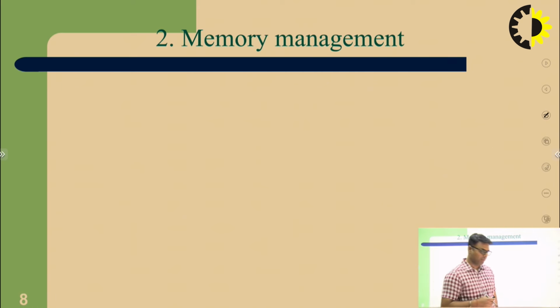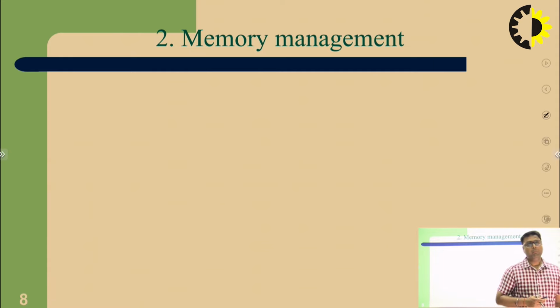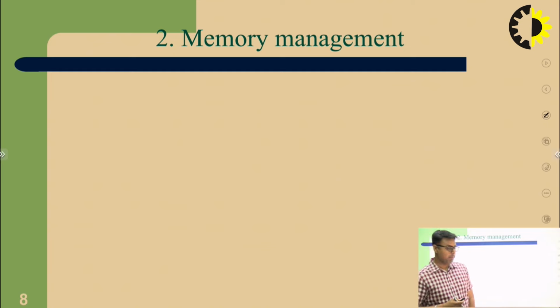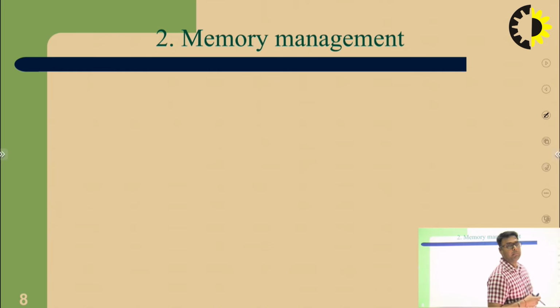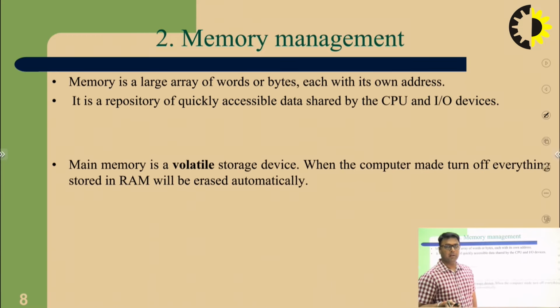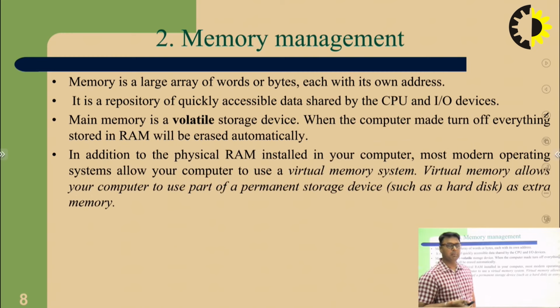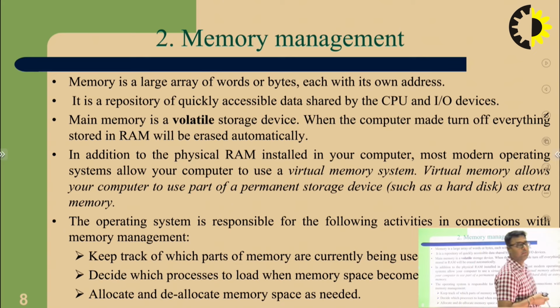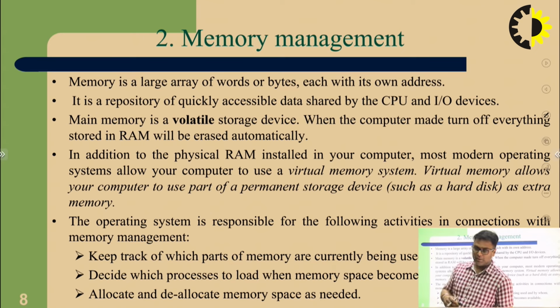Memory management. Memory management is totally dependent on the primary memory. Primary memory means RAM, and it is a volatile memory. RAM size is minimal, and in a volatile memory, data is stored, and after shutdown the data is removed. So here some points are mentioned.